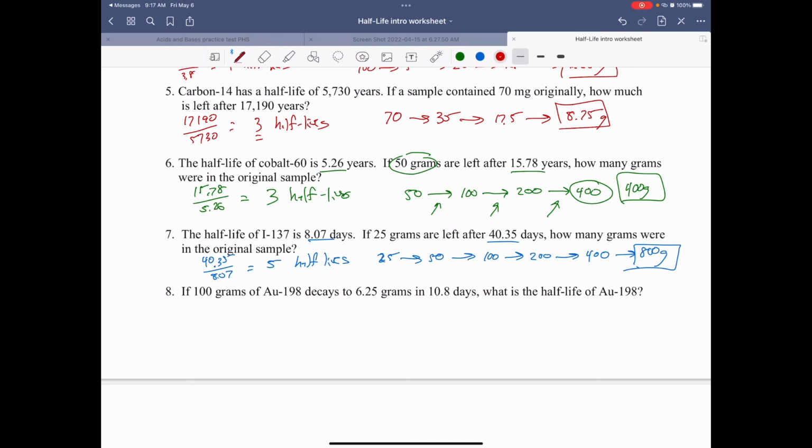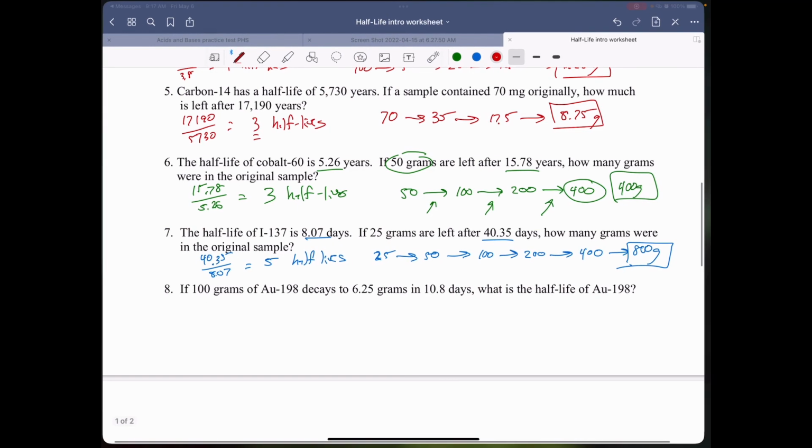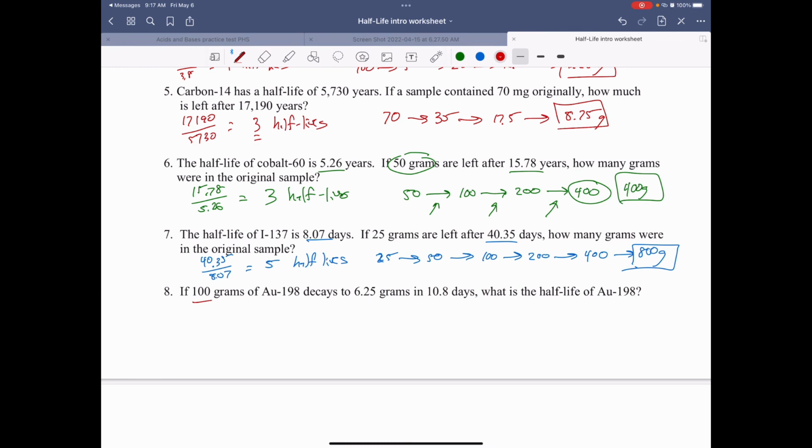Number 8. If 100 grams of gold-198 decayed to 6.25 grams in 10.8 days, what was the half-life? Okay. So we got to figure out, basically, if you start with 100, how many times do you have to divide by half to get to 6.25? And that number of divisions tells us how many half-lives have occurred, and then we can work it from there, since the total amount of time is 10.8 days.